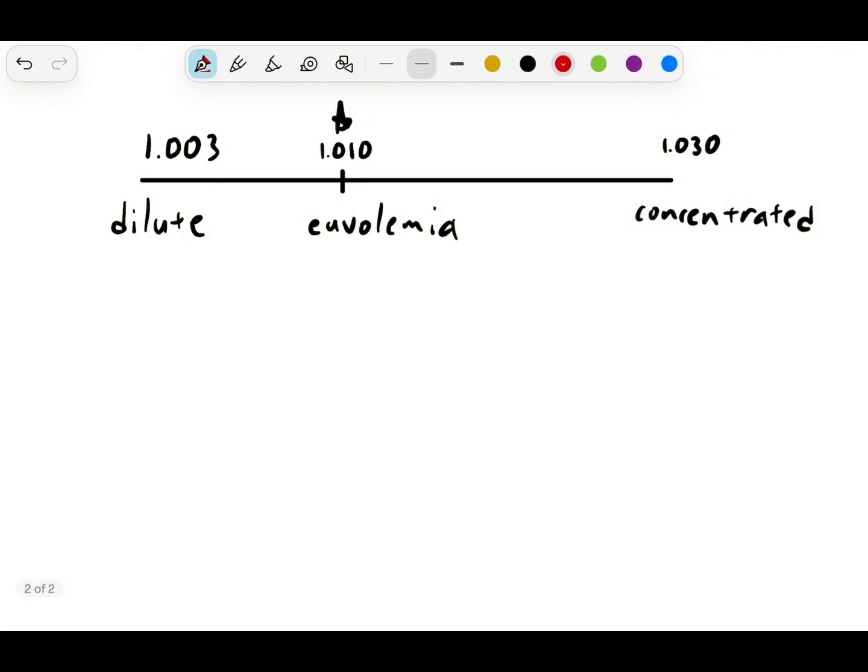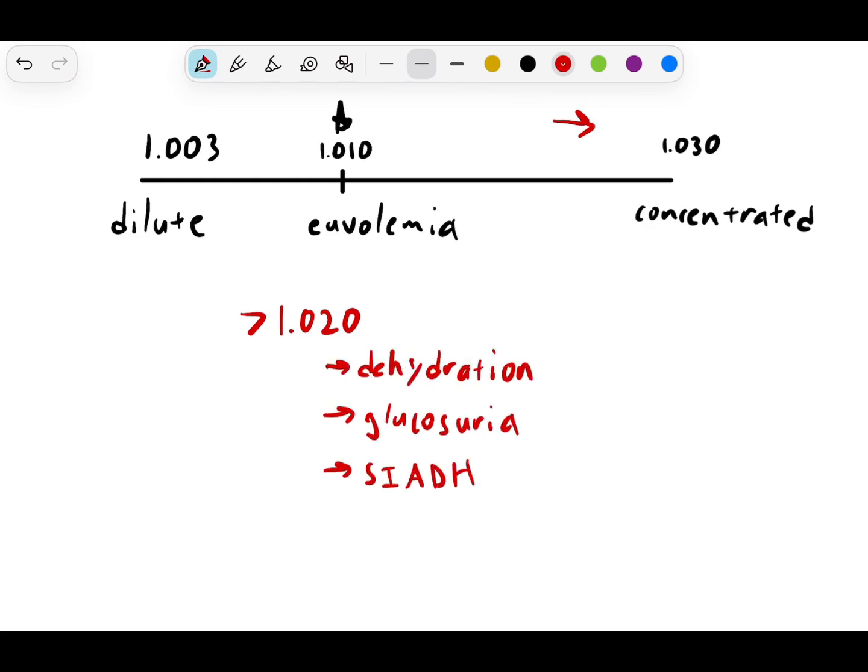All right, now let's discuss some values that you may see that are abnormal. First off, a specific gravity greater than 1.020. Looking at our range here, that's going to tilt us more towards the concentrated end of things. What could cause the specific gravity to be elevated? I'll go ahead and write out some of those things. So I've written out examples of conditions that may raise that specific gravity. Most commonly, you're going to look at dehydration, glucosuria, and then SIADH, or syndrome of inappropriate antidiuretic hormone.